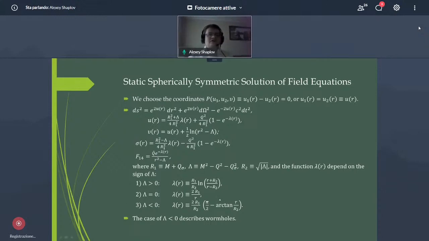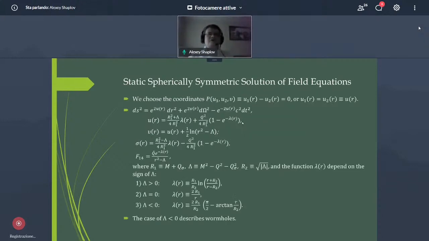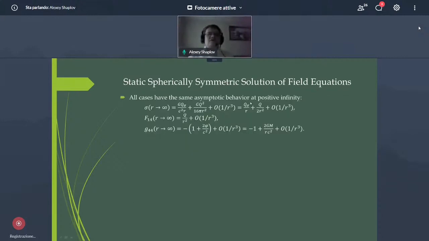And the third case describes wormholes with mass, electrical charge, and charge of the scalar field. All cases have the same asymptotic behavior at positive infinity, and we can interpret the constants we receive in the solution as mass, electrical charge, and charge of the scalar field.